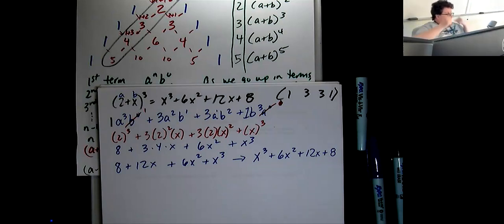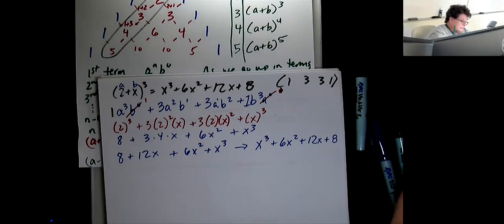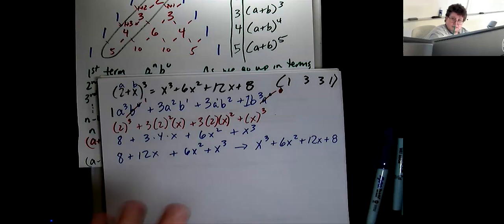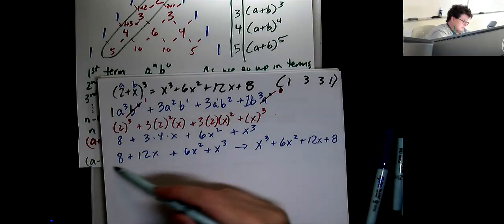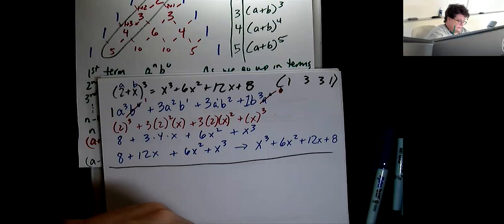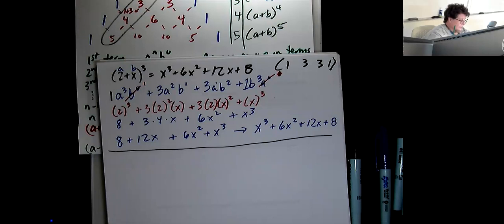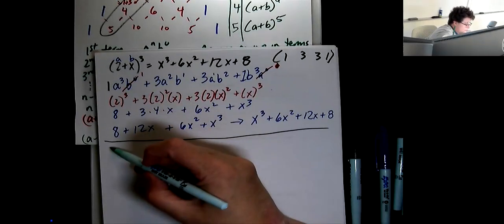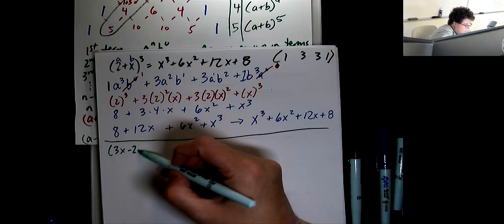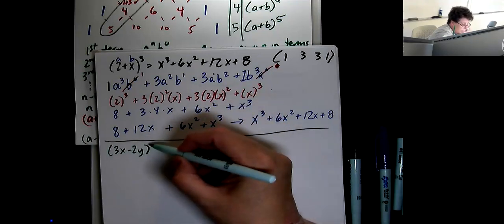Now, doing this doesn't save a lot of time for the lower level ones, where n is small. Squared, you're probably quicker just doing it. Cubed, it can help, especially if we have something messed up like the next thing. Let's take a look at 3x minus 2y cubed. Wait, maybe we shouldn't go cubed. Let's go to the 4th power.